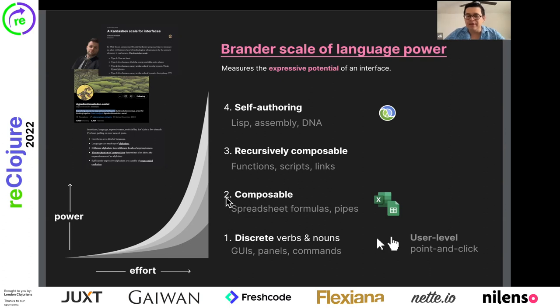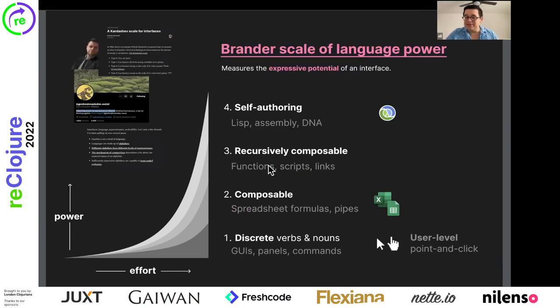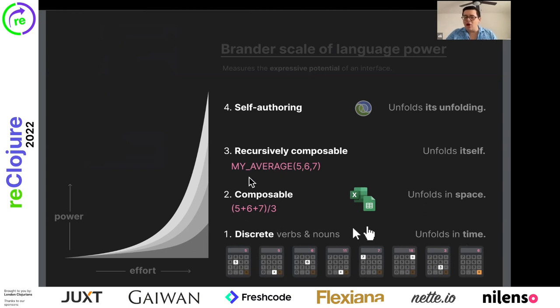so the first level is composable. And maybe this is clear. So in the first level, you have to compose your actions in time. And in the next level, you can have a notation, and then you can compose, and the computer executes this code. In the next level, which is the level of functions, you can say, oh, I'm doing this a lot. Why don't I make my own function, my average, you know? And this will do the same thing.